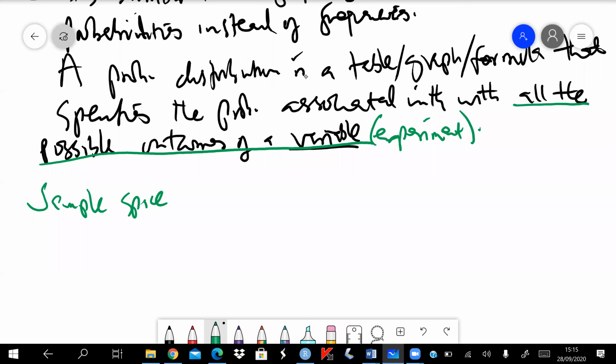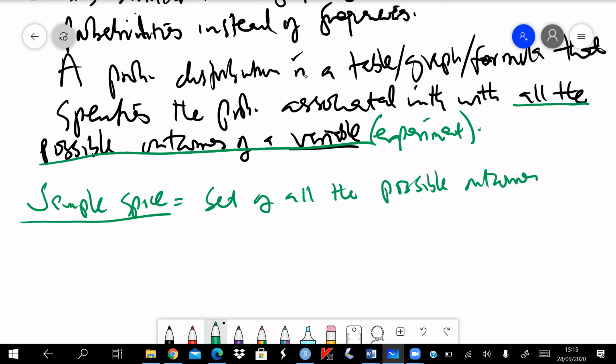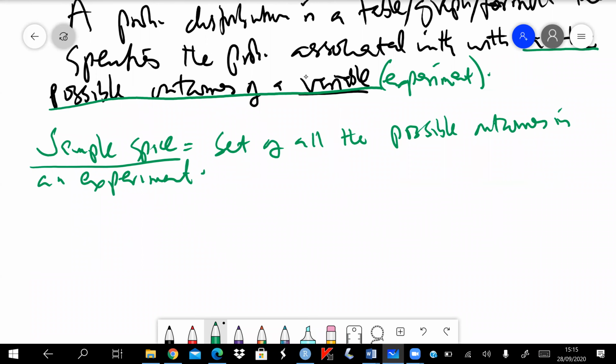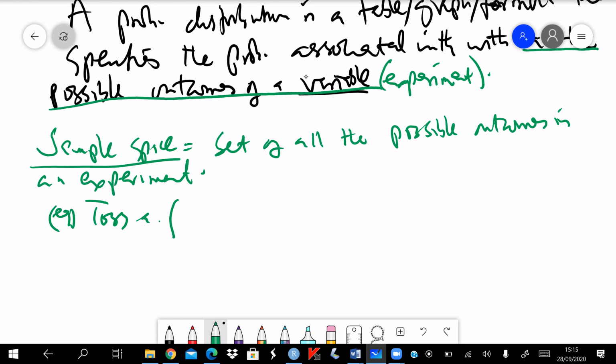So the sample space, we want to recall this. The sample space is the set of all the possible outcomes in an experiment. Of course, we assume that the experiment is random in this case. I suspect that you know that the sample space is usually denoted by a capital letter S. For example, consider this experiment of tossing a fair coin once.